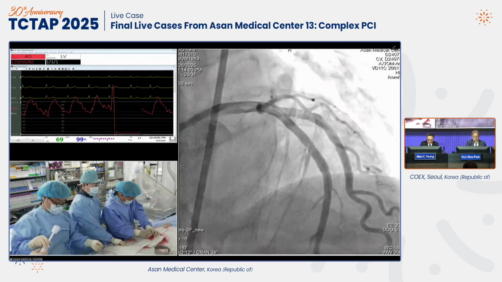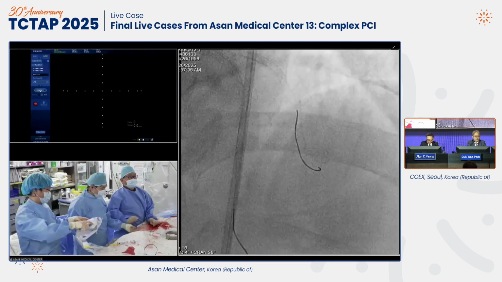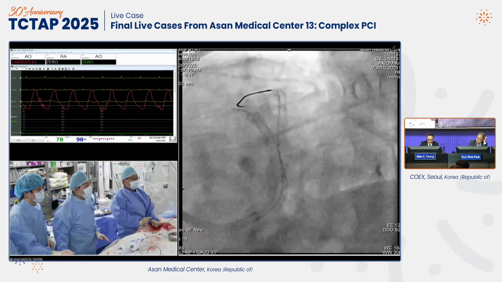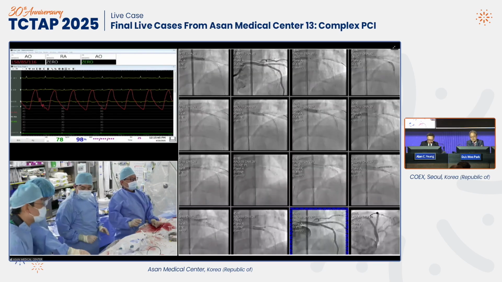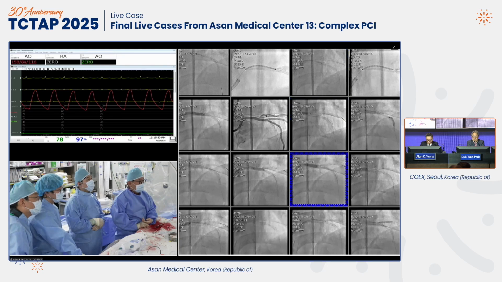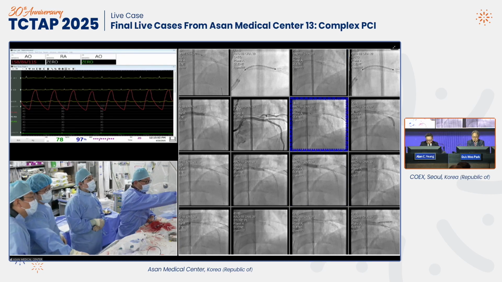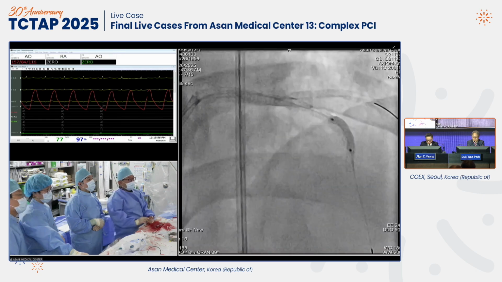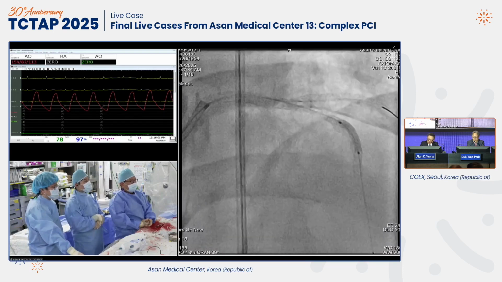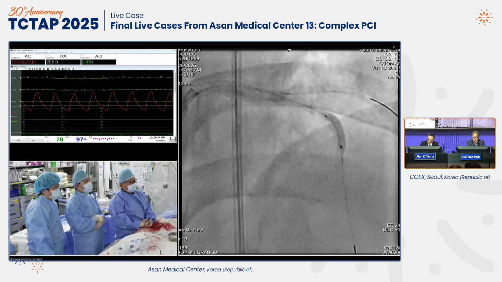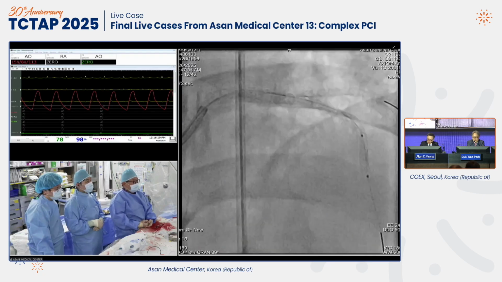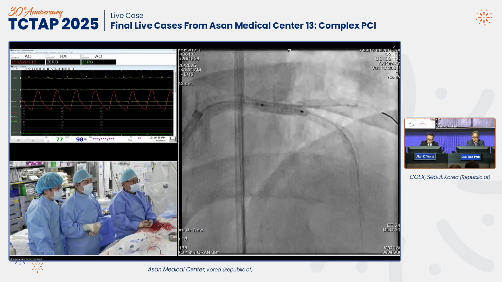Okay, we're gonna move to Jung-Min's case again. Okay, show us the previous. So last time we left you is that you will wire the diagonal using the LAD wire, and then you're going to put your second wire down already in the LAD, right? Next, yeah, please. Okay, please. So after you wire, so this is LAD anchoring, and then try to pass through the side branch balloon. So 1.5 balloon first. Next, please.